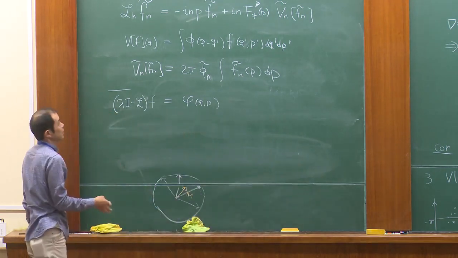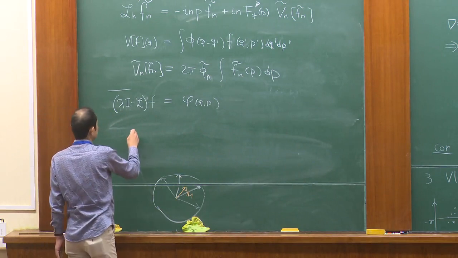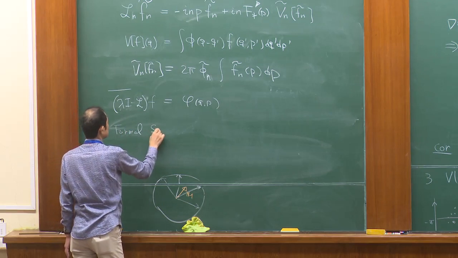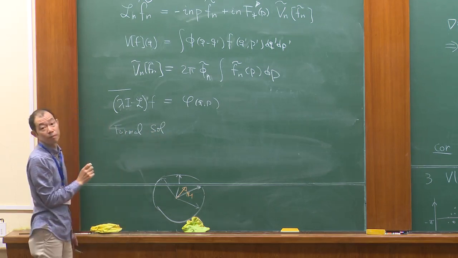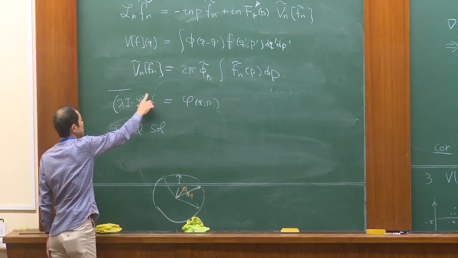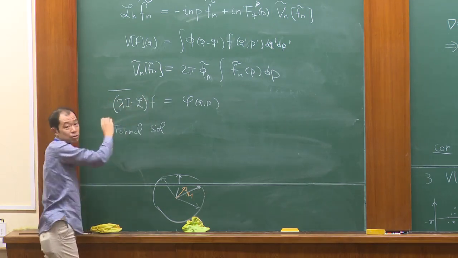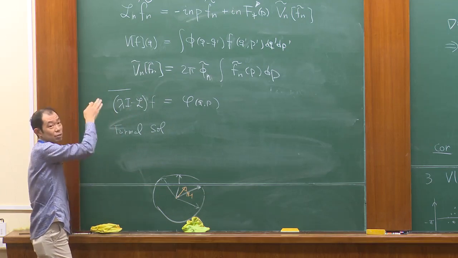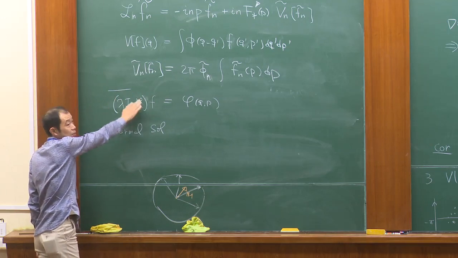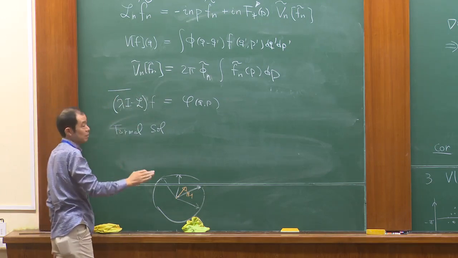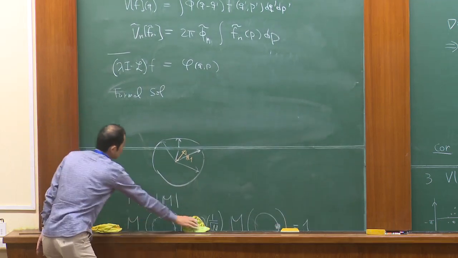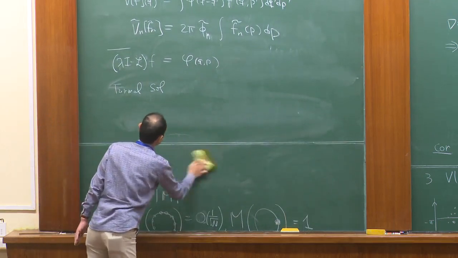So I skipped the detailed computation. The formal solution of this equation is... If it can be solved, then the inverse exists. Yes. So if this is solved, then the inverse operator of this operator exists. So if we cannot solve this equation, then the inverse operator does not exist. So lambda is in spectrum. The formal solution is like this.